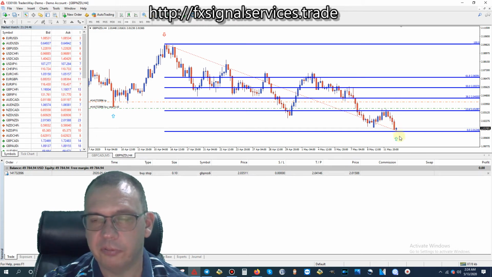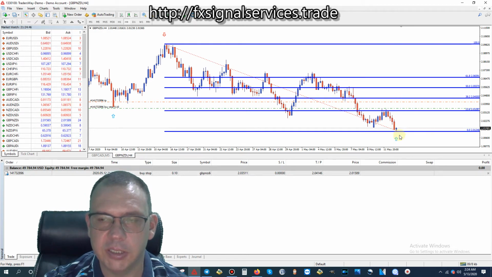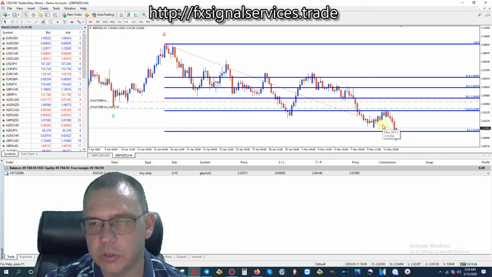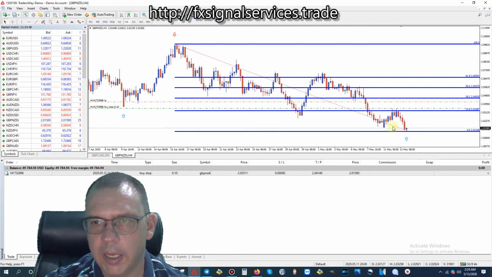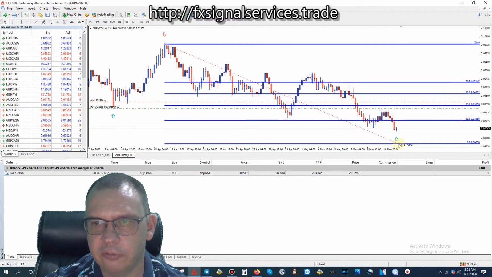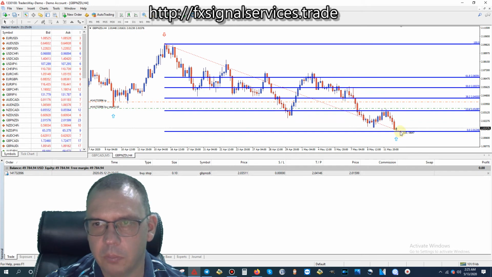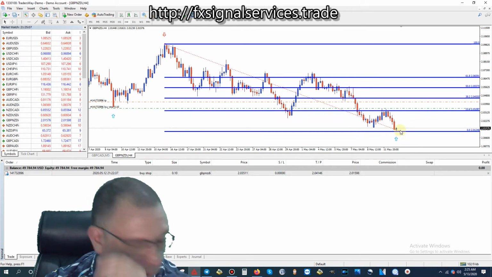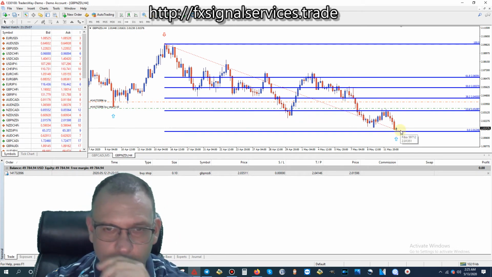Now, one thing about this Fibonacci is, if this keeps dropping more and more, you can either redraw this or simply double click on this tool and on this red dotted line here, and then you can drag this Fibonacci down even further. But for right now we're just going to leave it like that. That's how we're going to place our pin order.